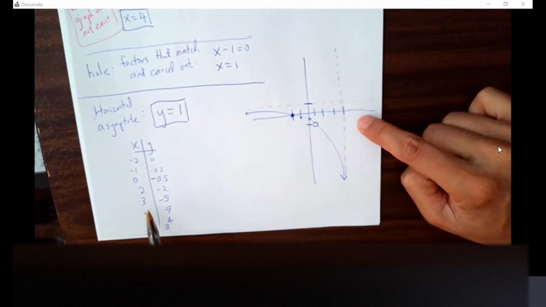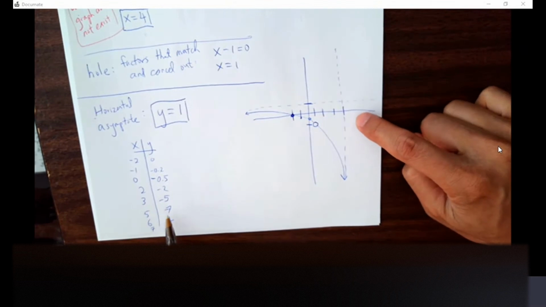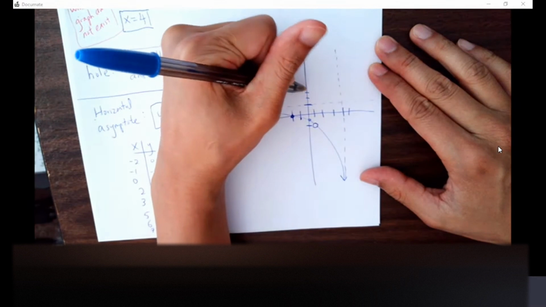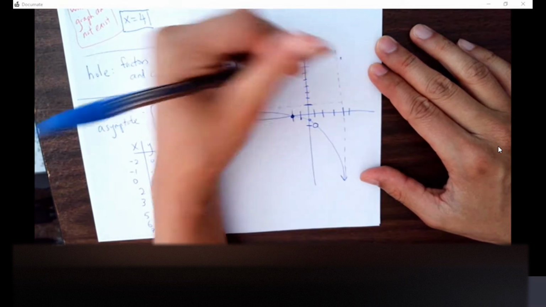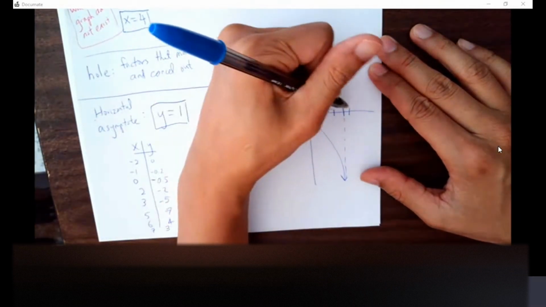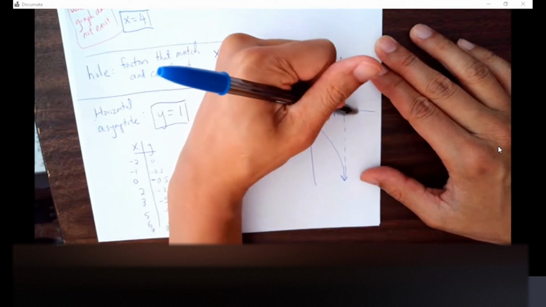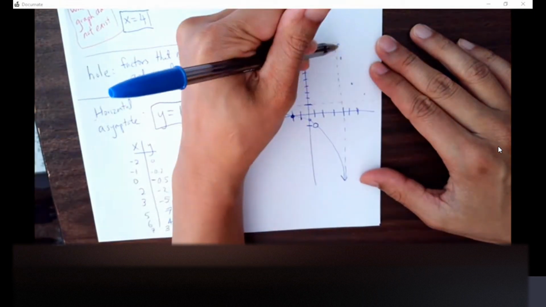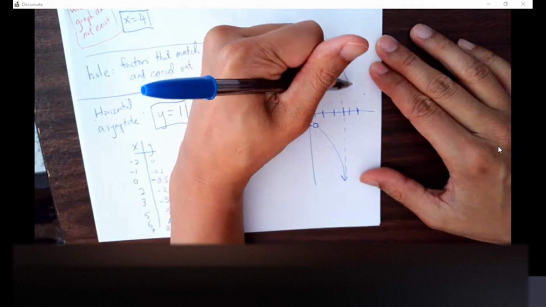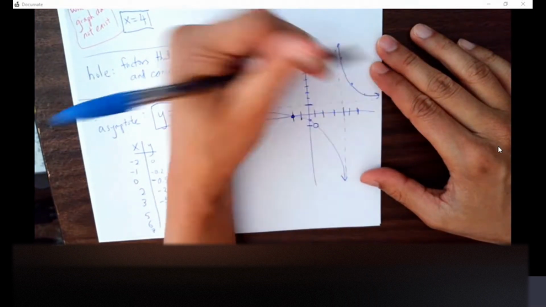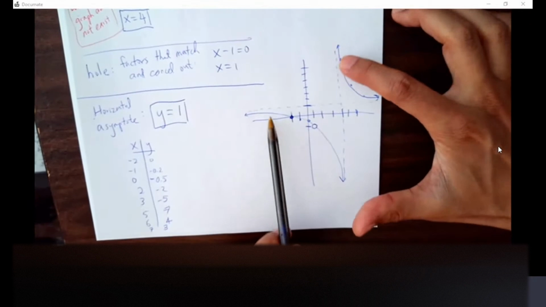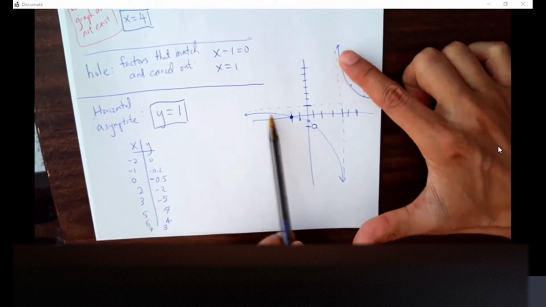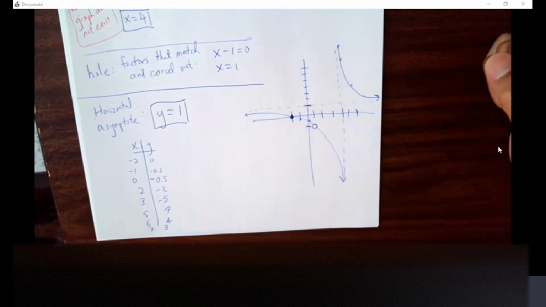And over here, 5, 7. 6, 4. 7, 3. Okay, so we have an idea. The graph's going to have a curve shape, and as it gets further and further away, it's going to end up hugging these lines a little bit.